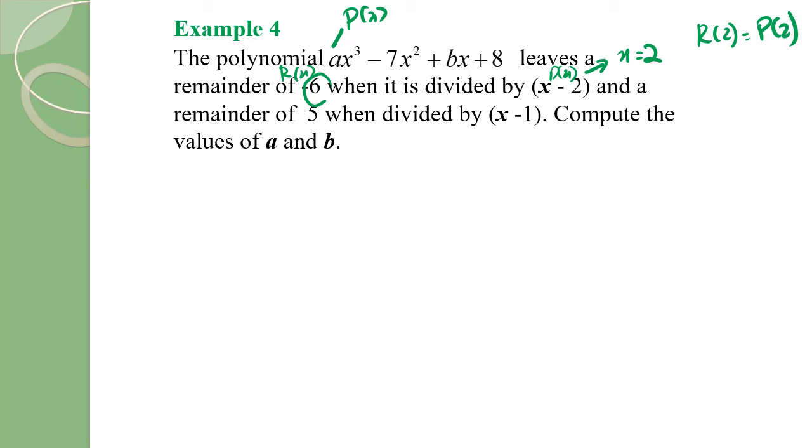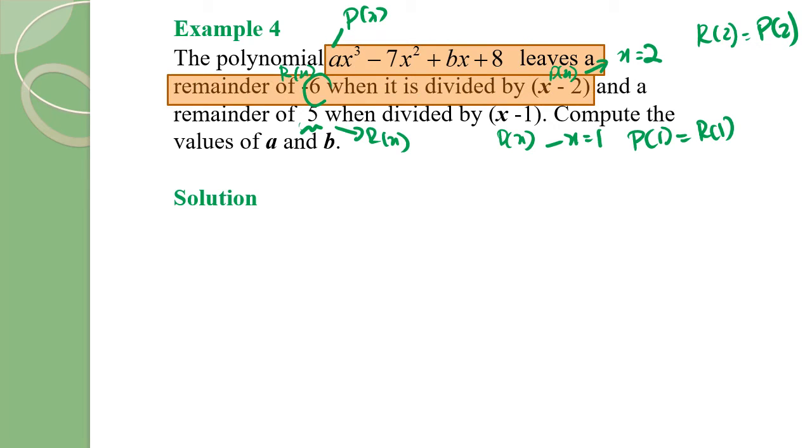And a remainder of 5. So this is the remainder when divided by the divisor x minus 1. So when x equal to 1, P of 1 should be equal to R of 1. So to find the remainder, we know it's equal to P of 1. Compute the value of a and b. So we have two pieces of information here.